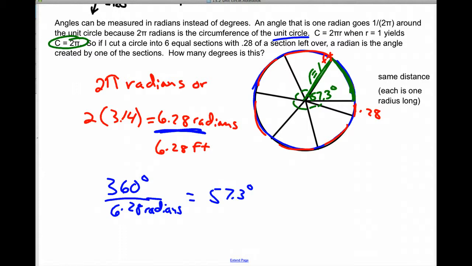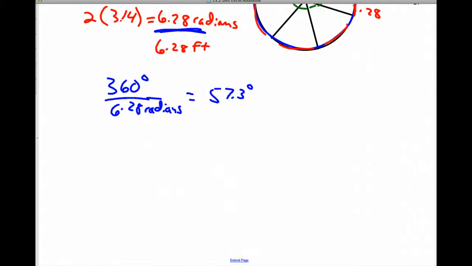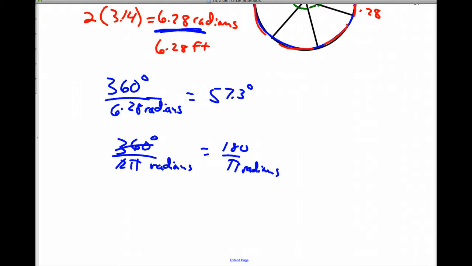There's 2 pi radians in a full circle, and more importantly, what we'll be using on the other side is there are 1 pi radians in half a circle. 1 pi is equivalent to 180 degrees. Another way to write this, I could have said there's 360 degrees in 2 pi radians, just leaving it in terms of pi. Well, I can simplify the 360 and 2 down to 180 over 1 pi. So here's a conversion we'll be using: 180 degrees is the same as pi radians.